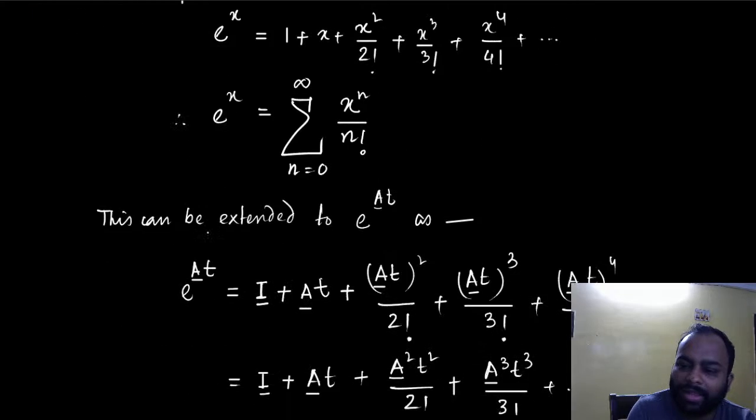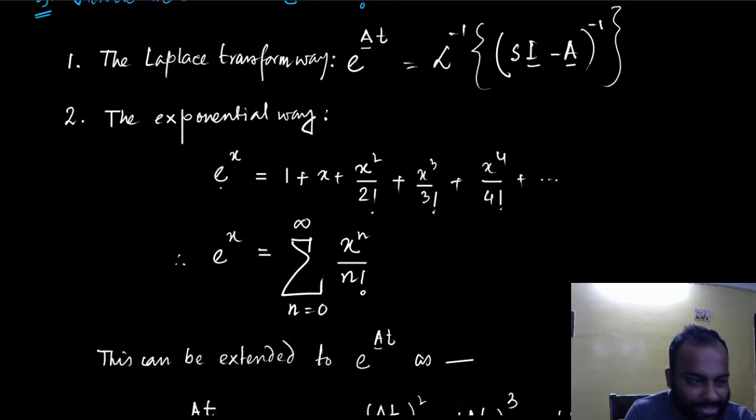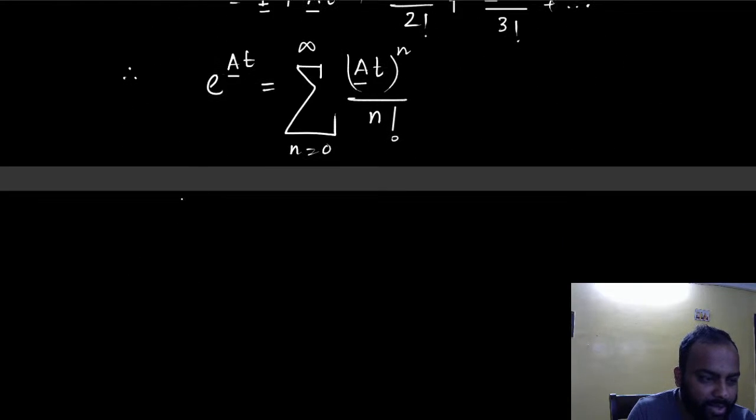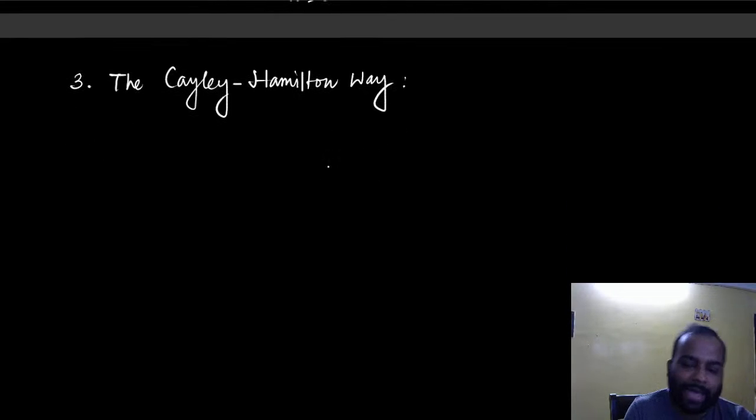And then there are two more methods, at least. I mean, there are at least like 6 methods in use. Okay, at least for you, another method is the Cayley-Hamilton method. Cayley-Hamilton way. Now, what is the Cayley-Hamilton way? Now, there is something called Cayley-Hamilton's theorem. Cayley and Hamilton. What is the Cayley-Hamilton theorem?